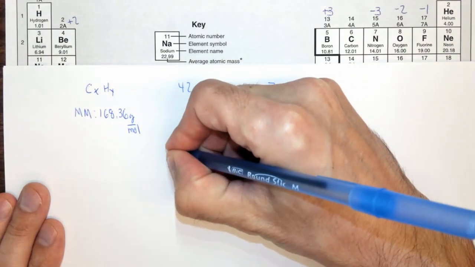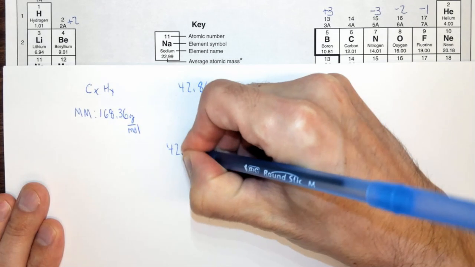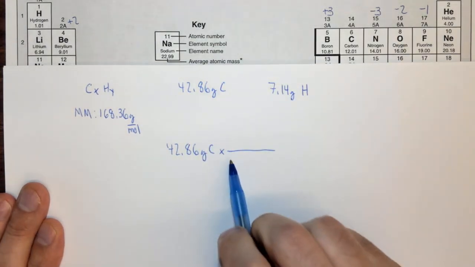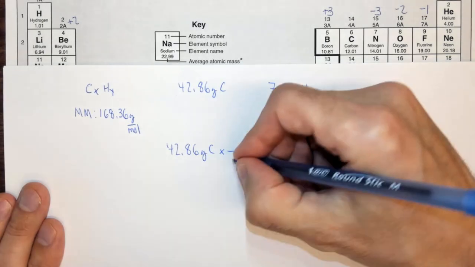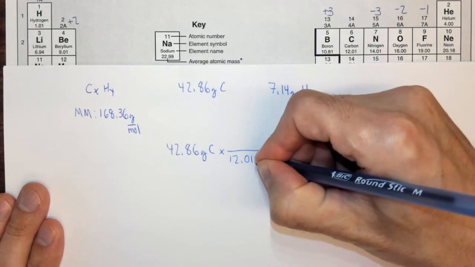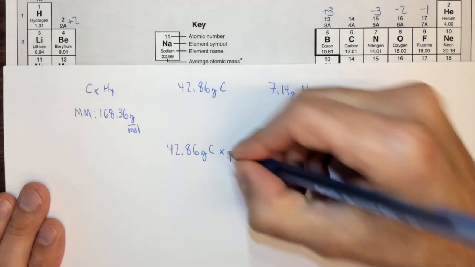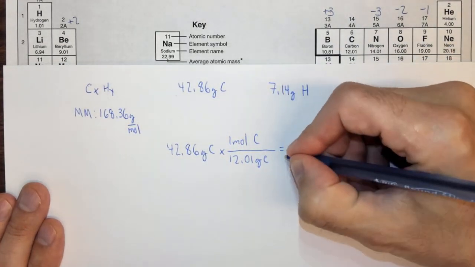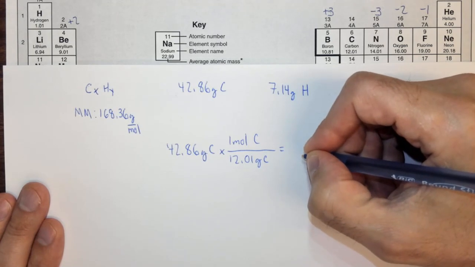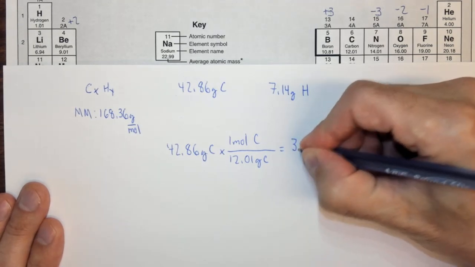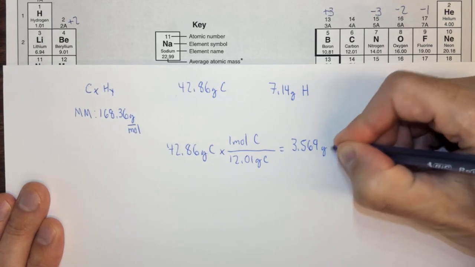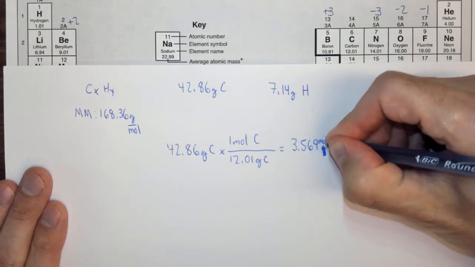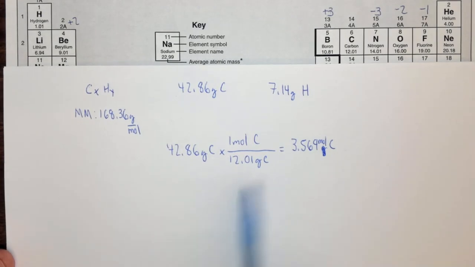So the first thing we want to do is take the 42.86 grams of carbon times. We want the molar mass on the bottom because we want the mass to cancel out. So 12.01 grams of carbon on the bottom and 1 mole of carbon on top. When you do that math, you find that there are 3.569 grams of carbon. Or, excuse me, not grams, moles of carbon. So now we know the moles of carbon.